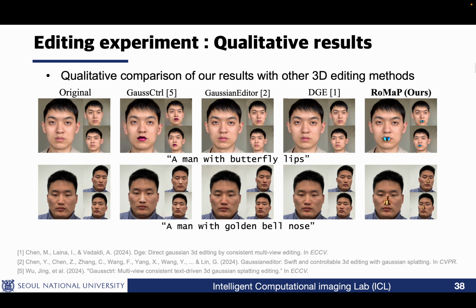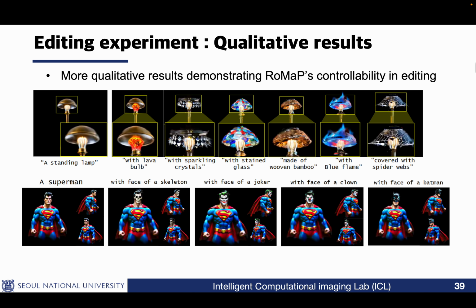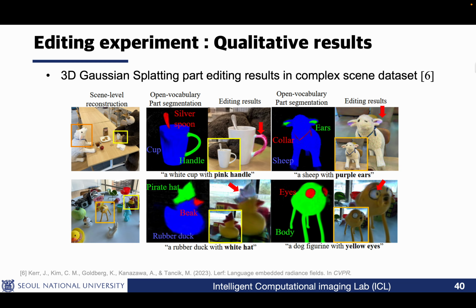And for 3D part editing results, we also demonstrate high quality outputs such as a man with butterfly leaves and a man with a gold bell nose. And for more quality results showing our controllability in editing, we change Superman's face into a Joker or even a Batman. And moreover, in complex scenes, we achieve high quality in both segmentation and editing tasks.